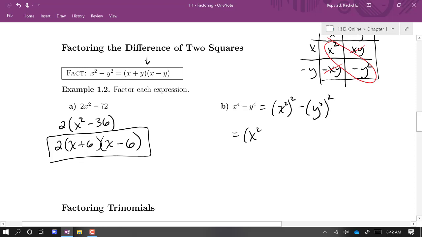So this is x squared plus y squared times x squared minus y squared, and then always check to make sure that you're done. We can factor further because of course x squared minus y squared, our factor on the end, is a difference of squares. So we're going to factor that, bringing down the factor x squared plus y squared that we already have. A sum of squares generally does not factor.